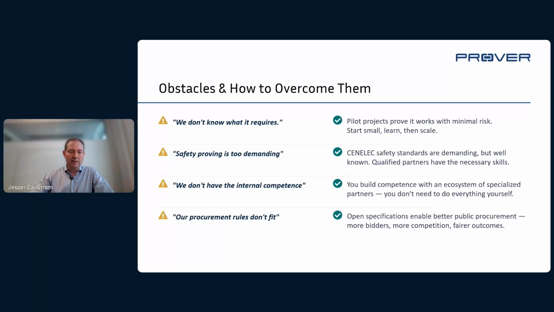Another thing is that safety proving is too demanding. In the rail and metro signaling domain, safety proving is really difficult in the sense that there are high standards for what you need to do, and you will usually have to have your safety case approved by some transportation authority in the end, and they require that you know what you're doing.